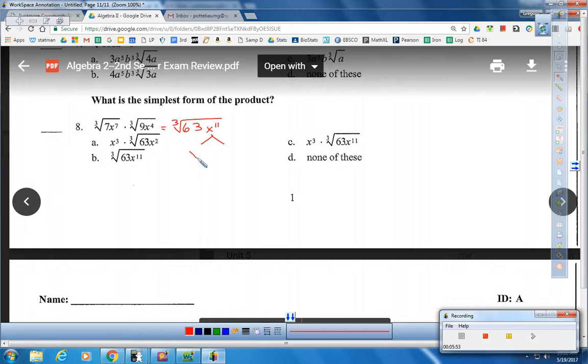So the next smallest perfect cube is x to the 9th, and I would have x squared left over. So the cubed root of x to the 9th is x to the 3rd. That's what would come out front, because 9 divided by 3 is 3. And then what's remaining underneath is the cubed root of 63x squared. So that one is also A. All right, let's move to the next page.